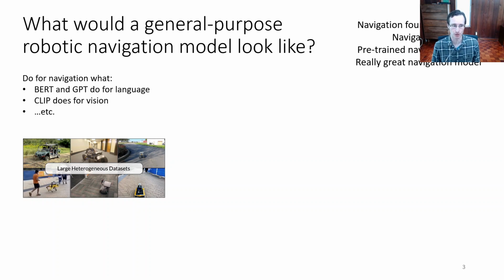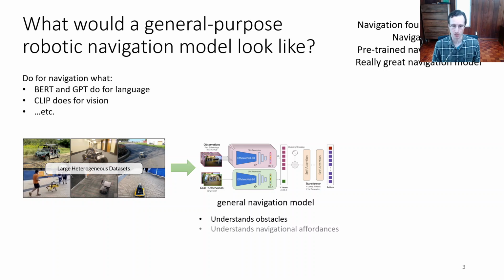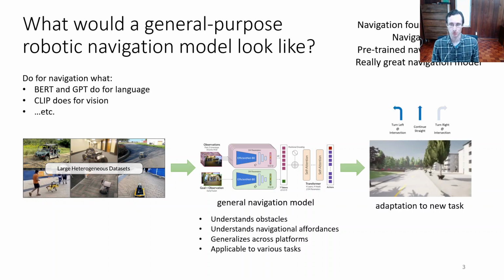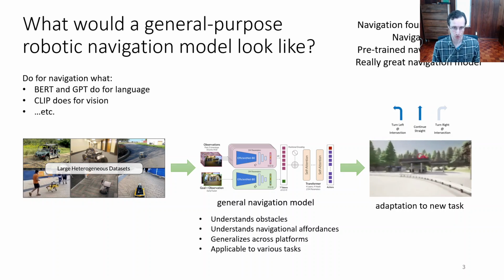So we'd want to take a large and very heterogeneous dataset of previous experience of robots navigating various environments, train a very general navigational model out of this, which would understand obstacles, understand navigational affordances, and of course generalize across different kinds of navigating robots, and be applicable to various tasks. And then adapt this to some downstream task with a little bit of fine-tuning to enable things like, for example, autonomous driving, lane following, and things like that. So that's the vision. That's where we want to go.